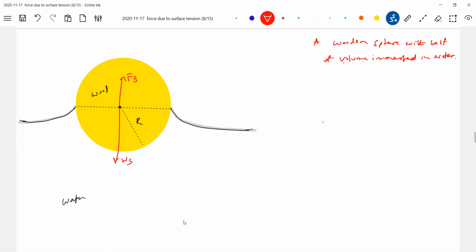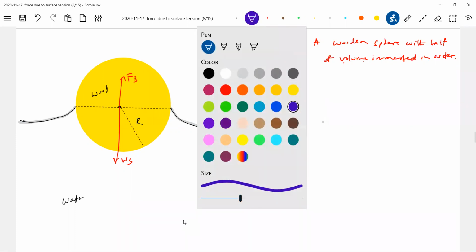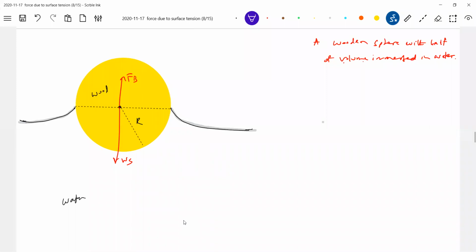Tell me how the force due to surface tension acts. I'll show it by this color arrow. Tangentially, no? So how will the liquid exert force on this one? It will act tangentially. So the force due to surface tension will act at one point or at several points, everywhere surrounding.